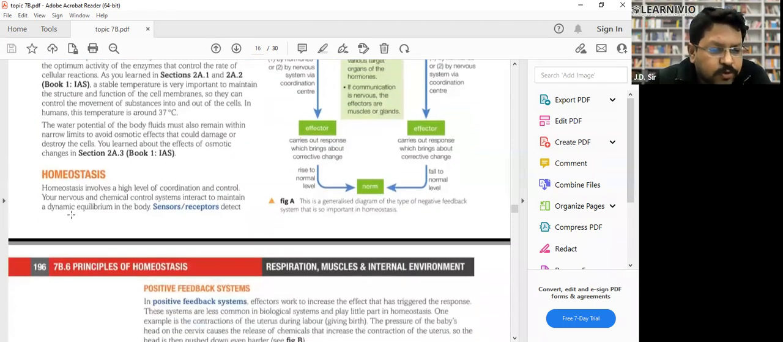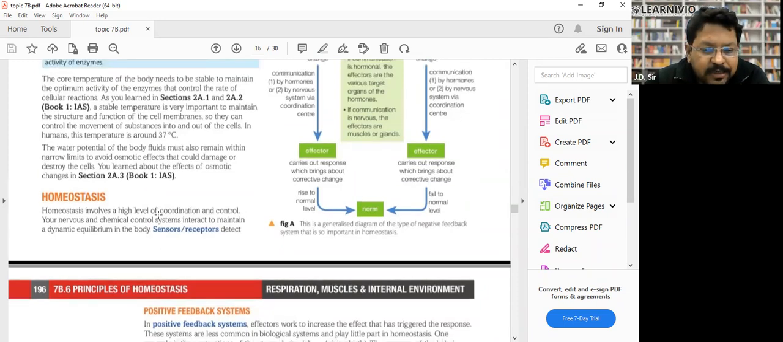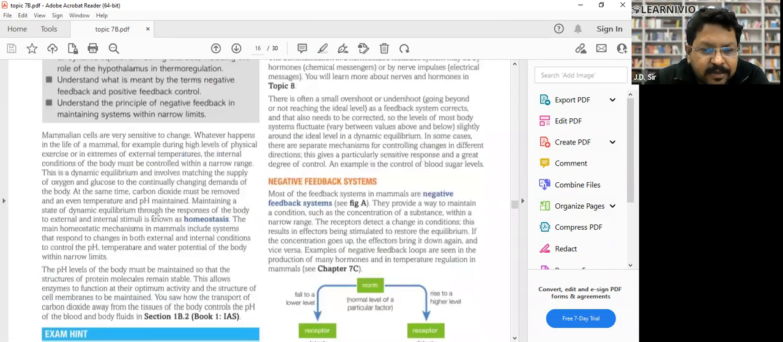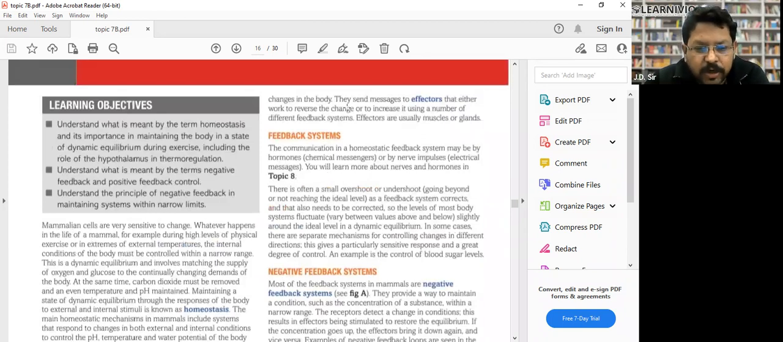Now, homeostasis involves a high level of coordination and control, the nervous and chemical control that we discussed already, internal to the system, to maintain the dynamic equilibrium of the body. Sensor receptors detect the change in the body. They send messages to effectors, which work to reverse the change, using a number of different feedback systems. Effectors are usually muscles or glands, that needs to be noted down. Effectors are basically muscles or glands. Effectors are those which work, right?